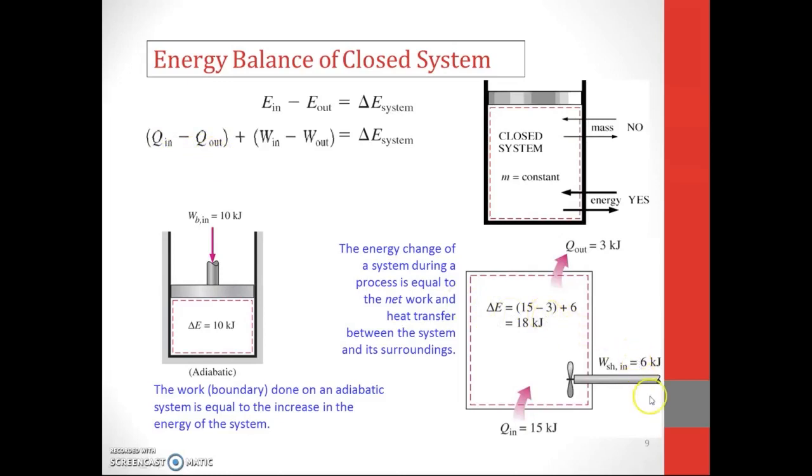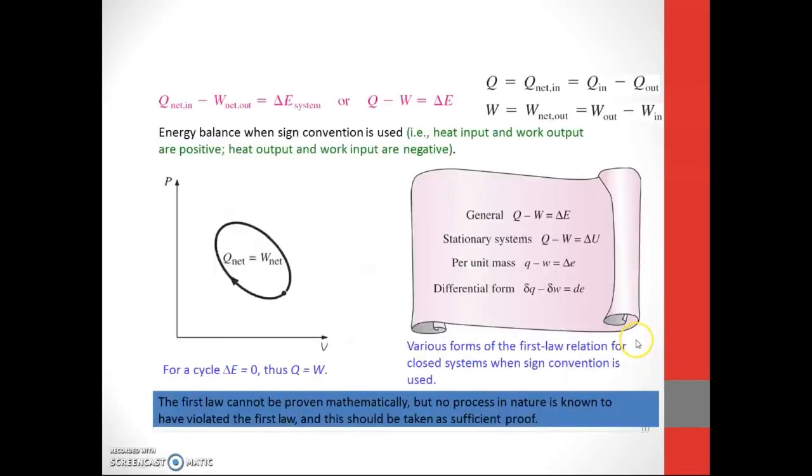We do have work in, okay, work has been supplied, work done onto the system, but we don't have work out, right? Therefore, work out is equal to 0. So work in 6 minus 0. So that's why we have this equation. So this one is coming from here. So 15 minus 3 plus 6 equals 18 kilojoule, okay.